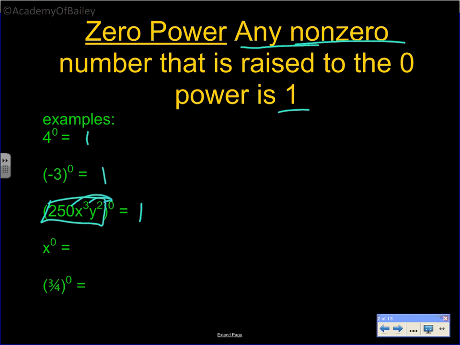The fourth example, x to the 0 power. Well, we don't know what the value of x is, but we do know that it's going to be raised to the 0 power, so it doesn't matter what number it is, as long as x does not equal 0, that's going to be 1. Fractions raised to the 0 power, they're still 1. So basically, any number raised to the 0 power is going to give you 1, other than 0. You can't raise 0 to the 0 power. Or actually, you can raise it to the 0 power. It's just not going to equal 1.